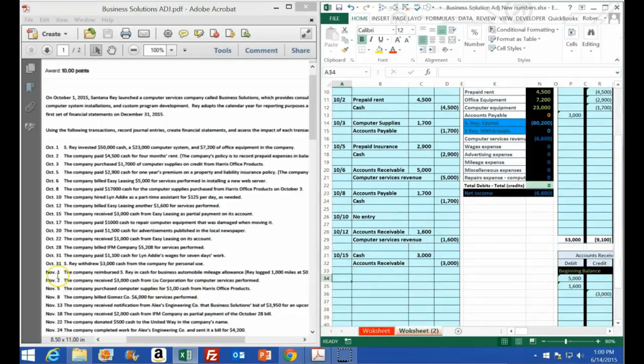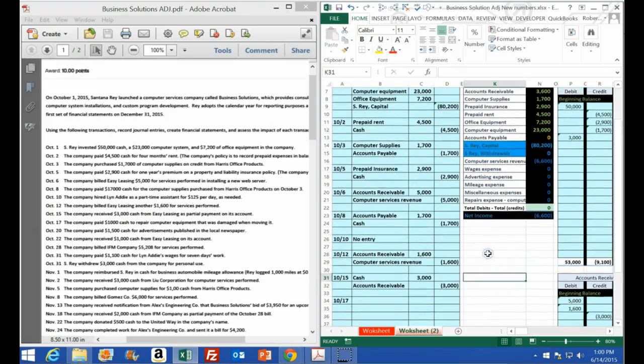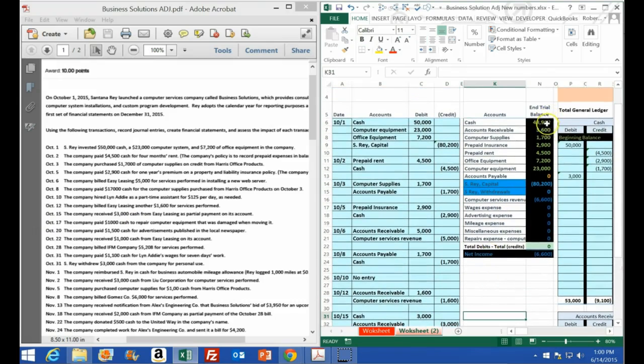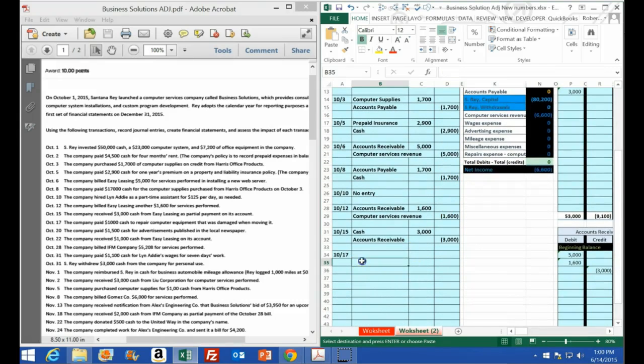So now we are on 10/17, which says the company paid $1,000 cash to repair computer equipment that was damaged. So once again, is cash affected? Yeah, we paid it. So cash has a debit balance. We need to make it go down by doing the opposite thing to it, which in this case would be a credit. It's a debit. We're going to make it go down with the opposite, a credit.